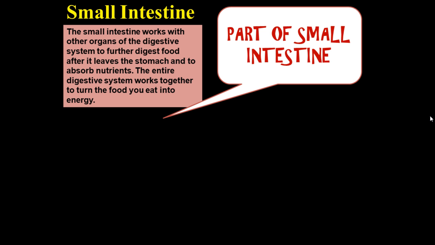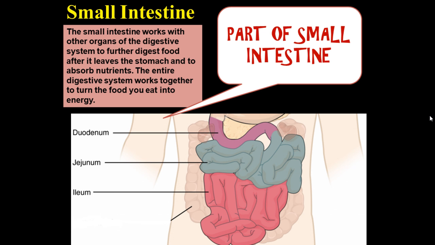Parts of the small intestine. The small intestine can be divided into three parts: duodenum, jejunum, and ileum. The duodenum is the first section of the small intestine and is the shortest part of the small intestine. It is where most chemical digestion using enzymes takes place.